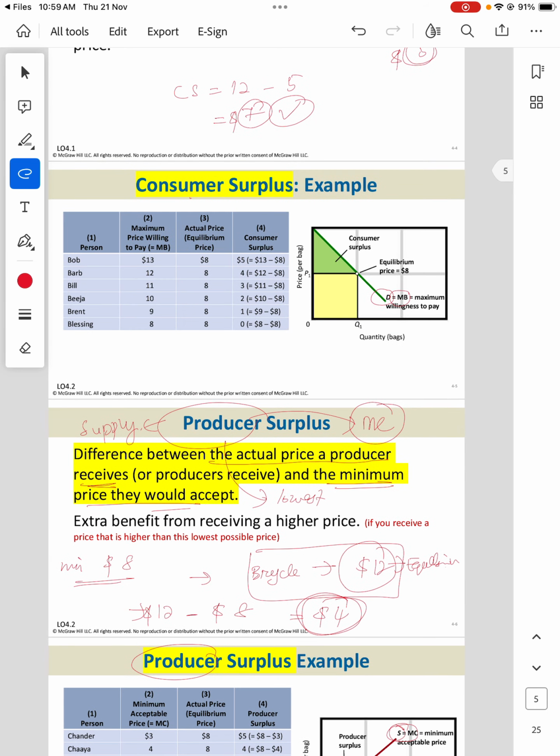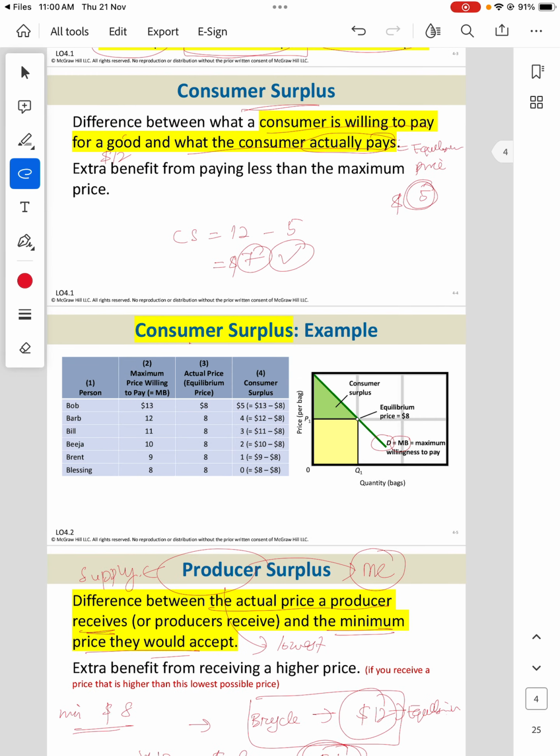Alright, so that is how they make it consumer surplus and also producer surplus. Okay, now let's see this table. Maximum price willing to pay is 13, 12, 11, 10, 9, 8. And the actual price, meaning the equilibrium price, is $8. Okay, $8 is the equilibrium.